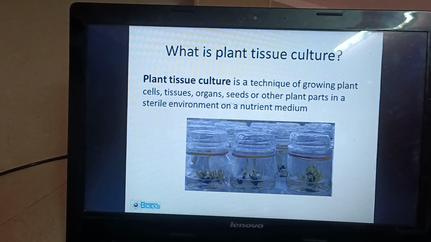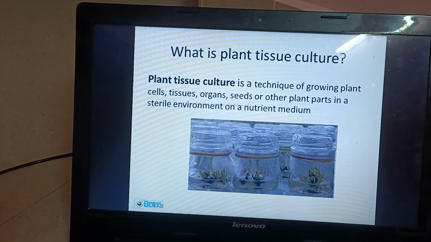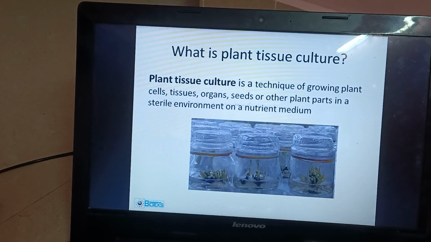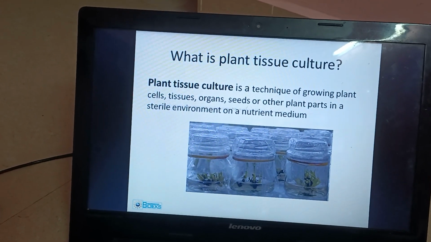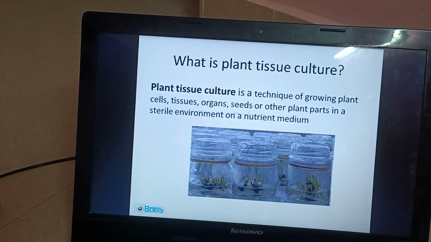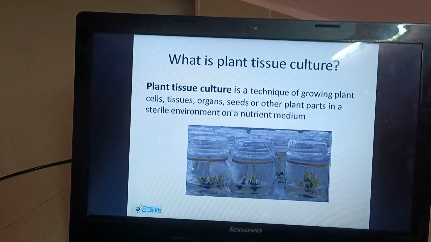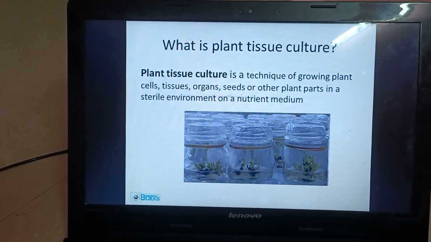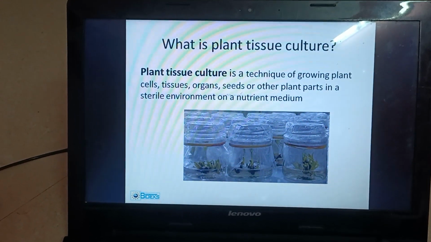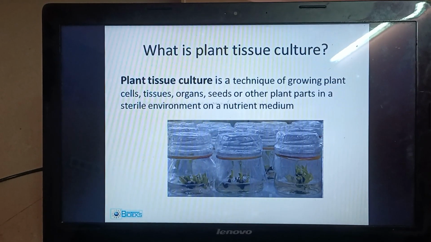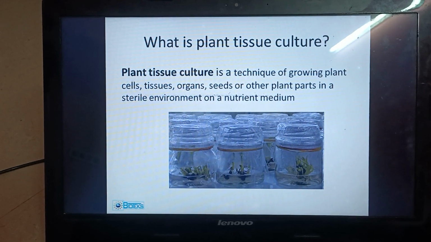Plant tissue culture is a technique of growing plant cells, tissues, organs, seeds or other plant parts in a sterile environment on a nutrient medium in in vitro condition. Inside the lab, with the required nutrients, minerals and hormones, we grow a plant cell, tissue, organ, seeds or any other parts in optimum culture conditions in vitro.